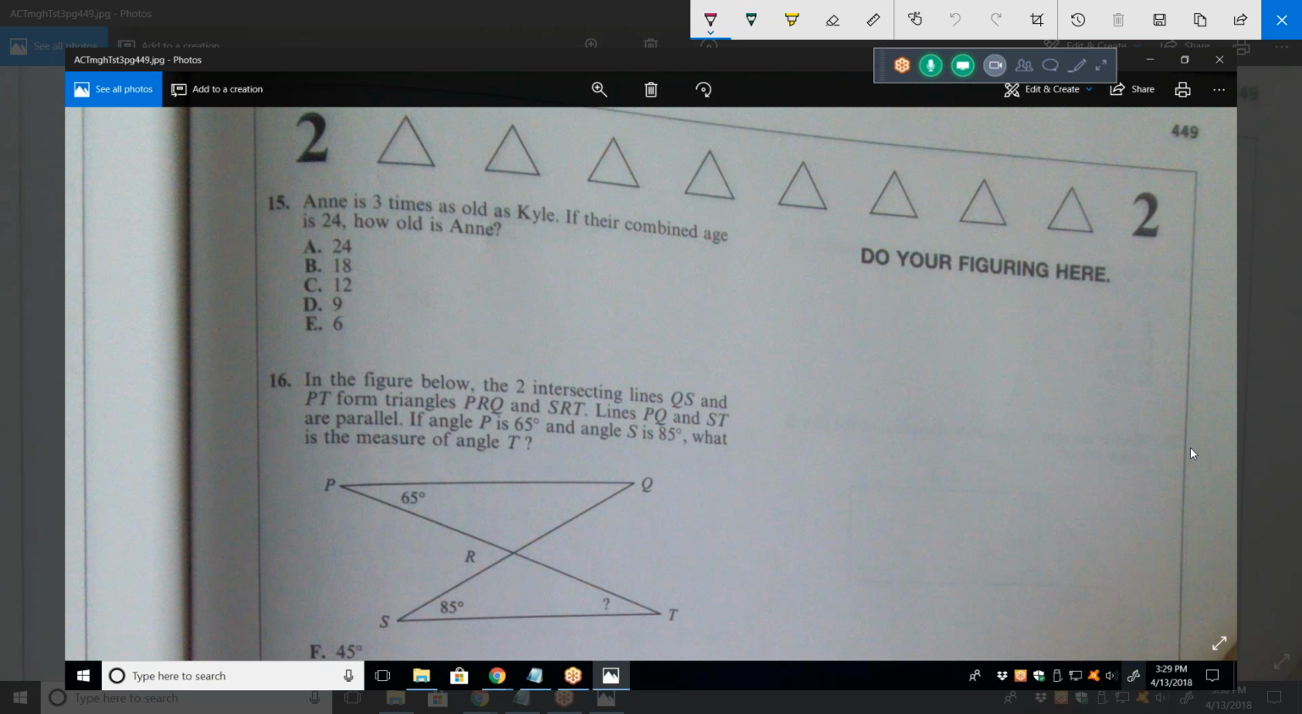So, Anne is 12 years old, right? In other words, it's always that. How old is Anne? Well, you're saying Anne is 12. Now, Anne is 3 times as old as Kylie, so how old would Kylie be? 4. If their combined age is 24, is that 24? Nope. Do we need to have a bigger or a smaller age for Anne? Bigger. Okay. So we ruled out that.